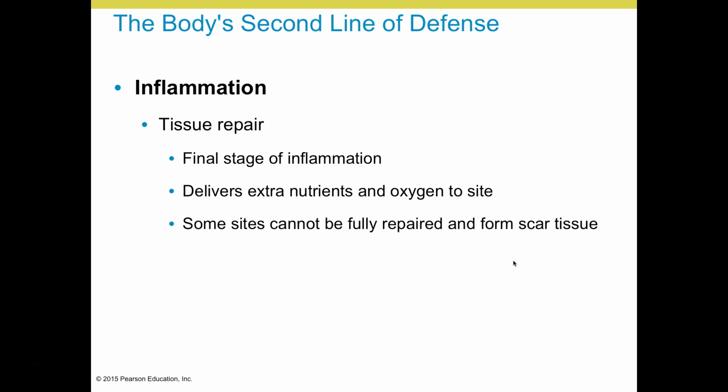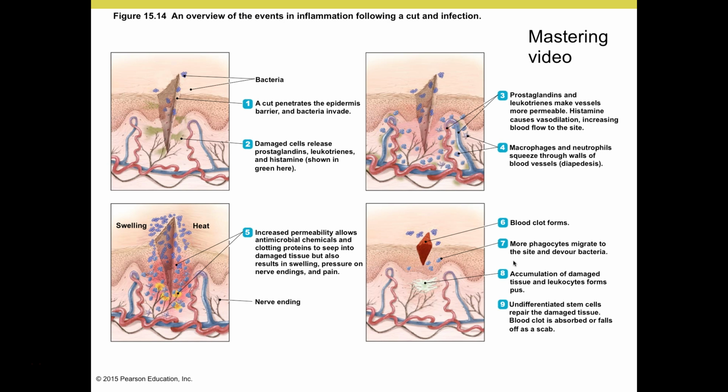What happens after inflammation? Well, after that is your tissue repair, okay? Right after you have the inflammation, you have tissue damage, so it has to be repaired. And you get extra nutrients and oxygen. However, some of them cannot be fully repaired and they become scar tissue. And this shows you the actual stages. As you can see here, we mentioned earlier, some of them cannot be repaired. That's the accumulation of actual damaged tissue and pus.